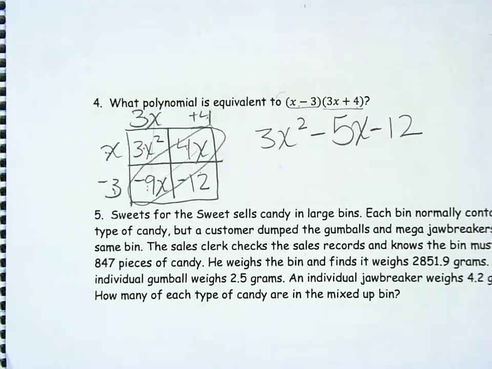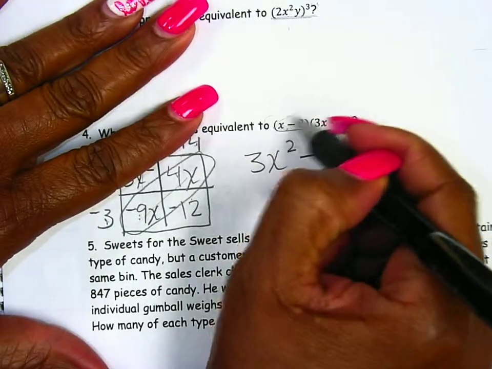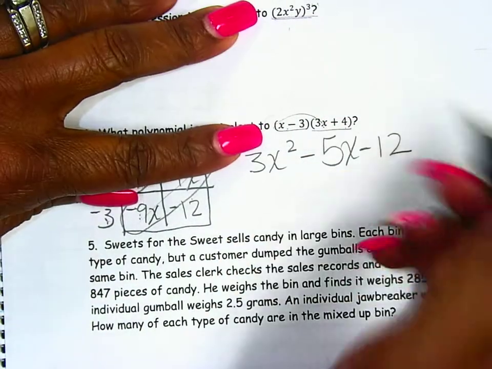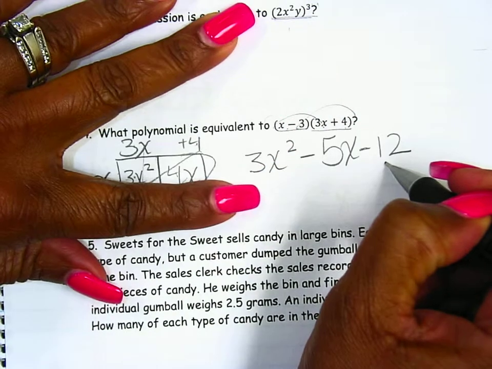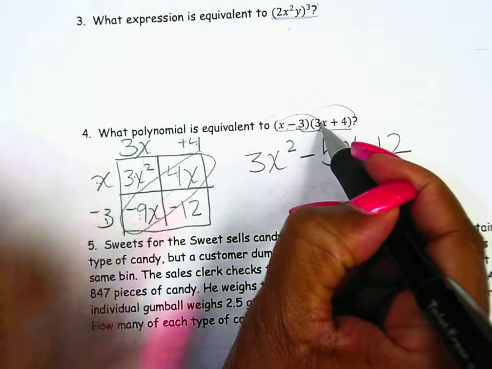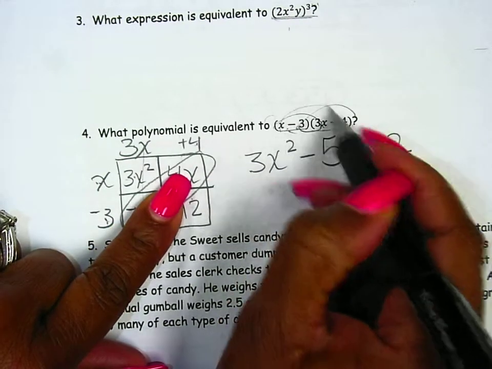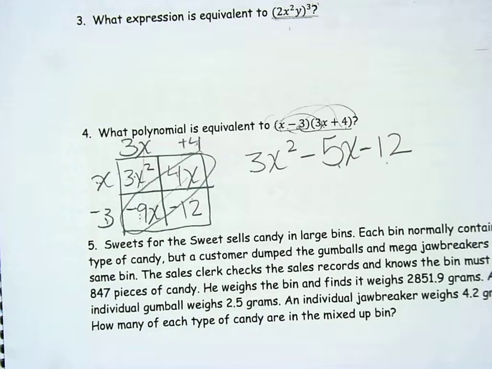Are there other ways to do it? Of course. You could just use the distributive property. You can say x times 3x is 3x squared. Negative 3 times 4 is negative 12. Then you just do your middle term. Negative 3 times 3x, you still get negative 9x. x times 4, you still get 4x. You still end up with negative 5x.